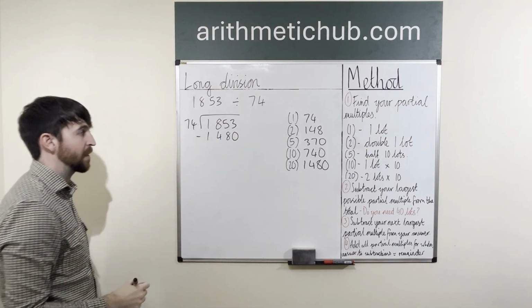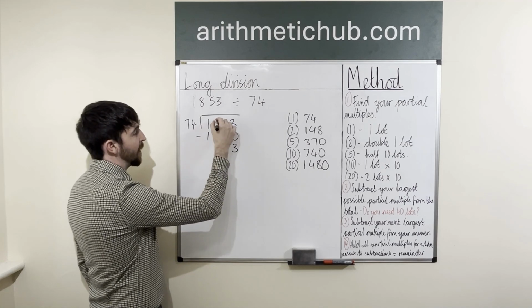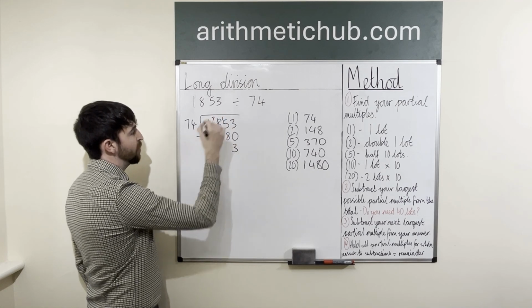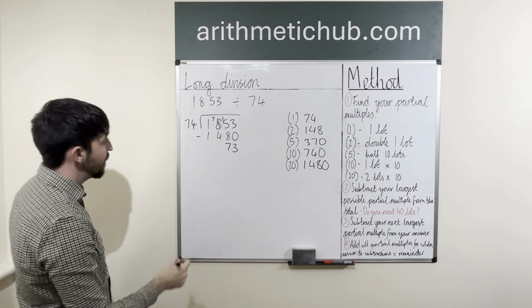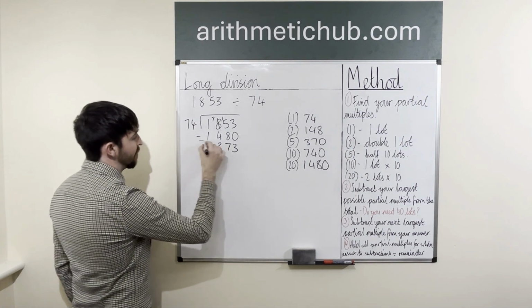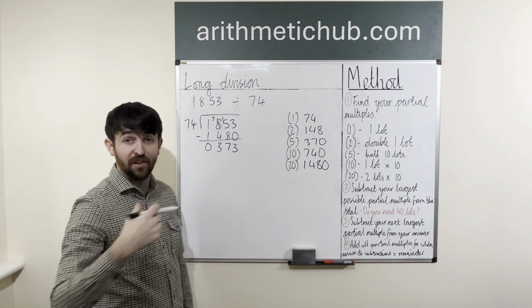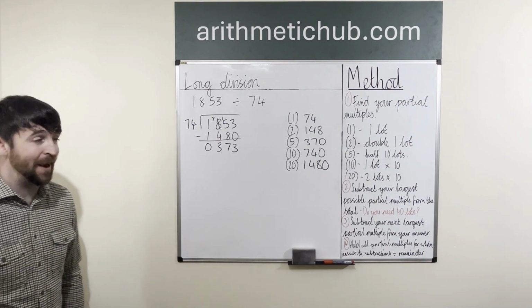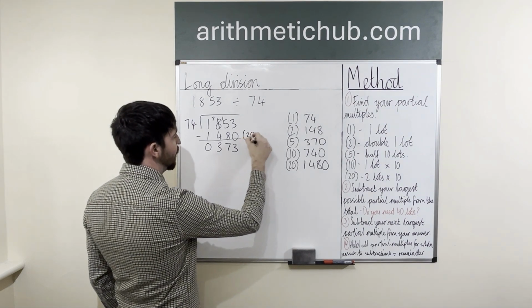1,480, I'm going to subtract that. 3 take away 0 is going to give me 3. 5 take away 8 I can't do, so I need to exchange. 15 take away 8 is going to give me 7. 7 take away 4 is going to give me 3. 1 take away 1 is going to give me 0. And now I've got 373. Oh, actually, this has proven to be quite a lot easier than I was expecting it to be. So, there I took off 20 lots, didn't I?